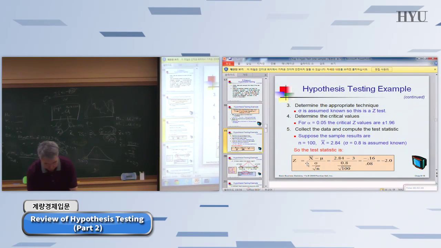Z. Let me follow the steps here. Determine the appropriate technique. Because sigma, the population standard deviation, is assumed to be known, you have to use a z-test. And since alpha is 0.05, you have to find a critical value from the z table, and you find out it's 1.96.